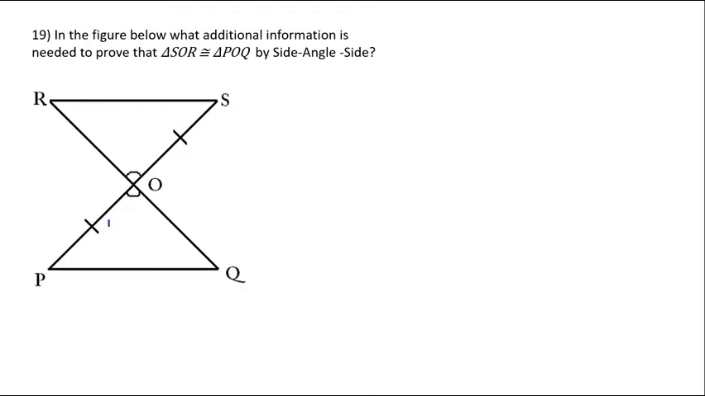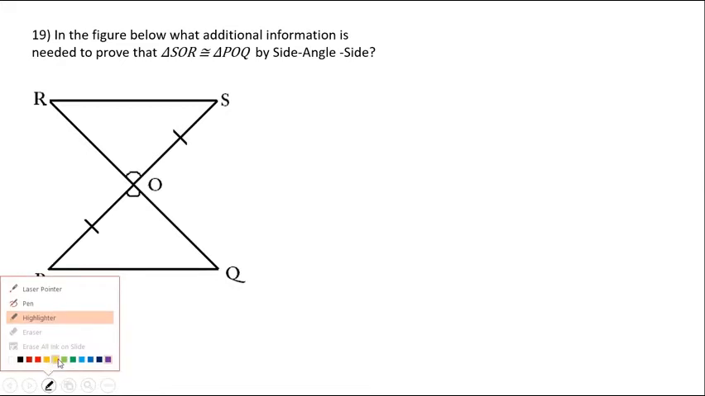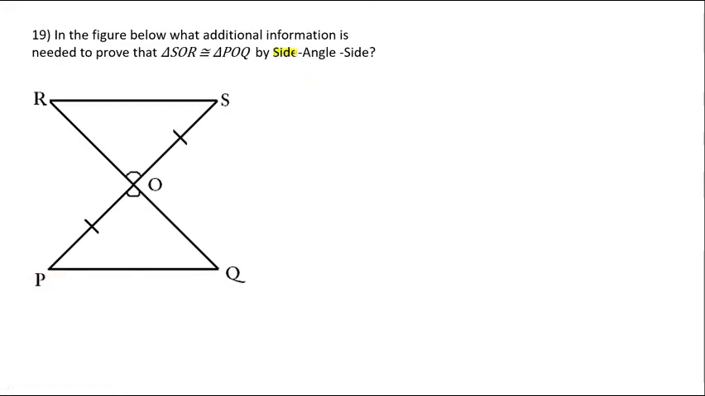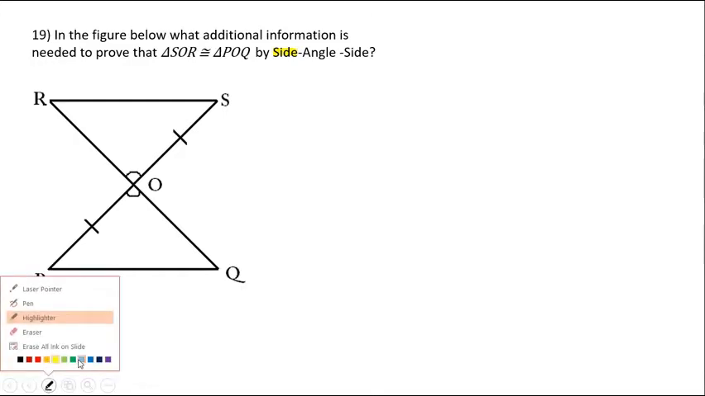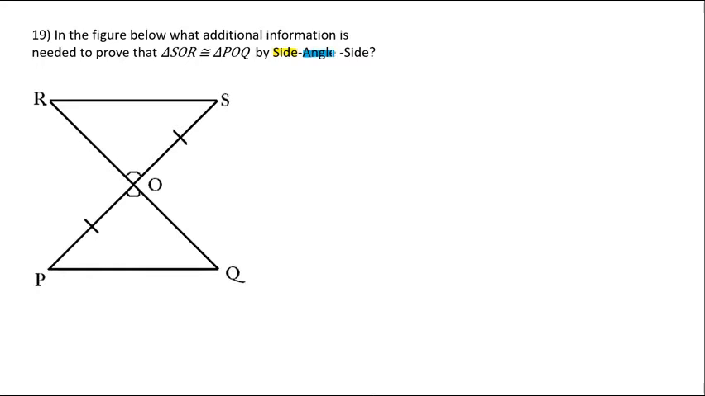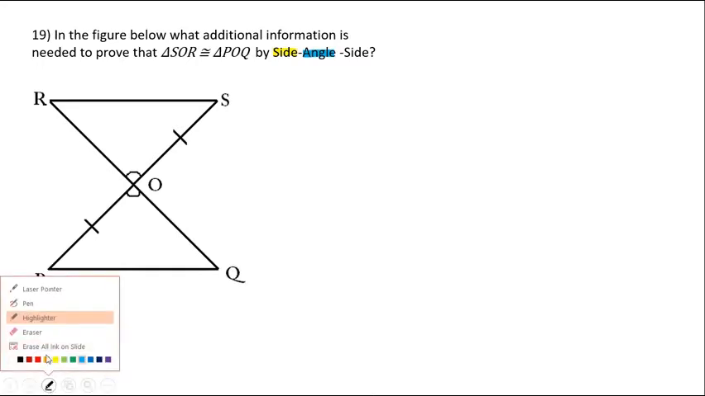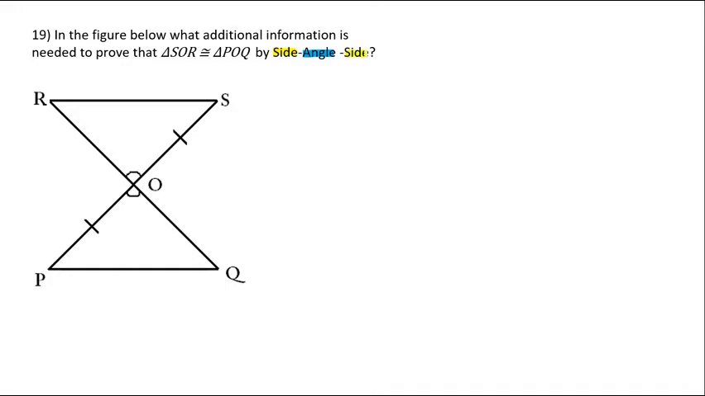Okay, so now in the figure below, it says, what additional information is needed to prove that triangle SOR is congruent to triangle POQ? So we want side angle side. So you want side, angle, and then side. So let's look at the information they give us in the triangle. So far they give us this right here, this mark, which means that this is a side. So a side.